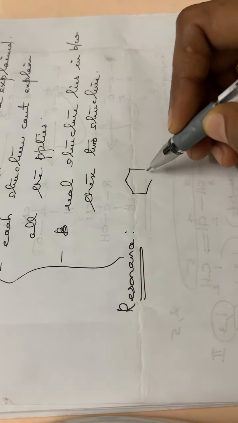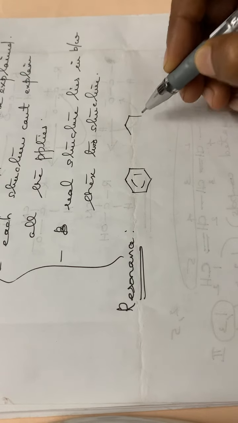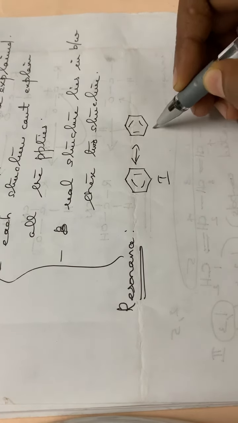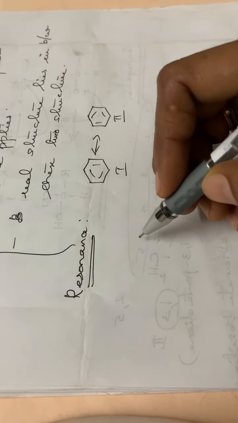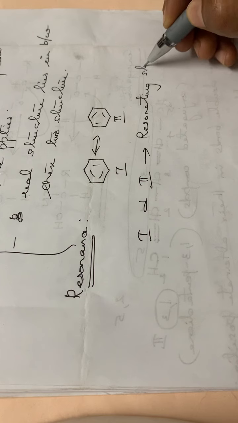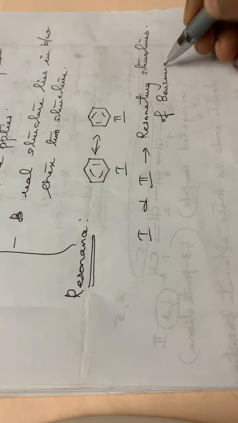So here, for benzene we had written two structures, isn't it? The first structure and the second structure. So these two are structures 1 and 2. We can say that they are the resonating structures of benzene. Structures 1 and 2 are called the resonating structures of benzene.